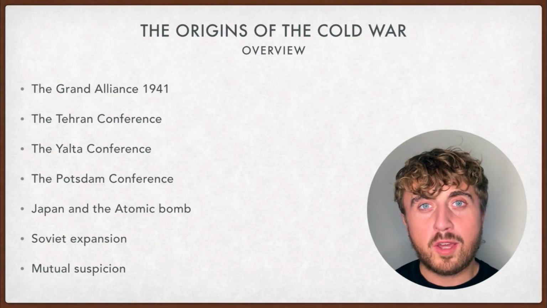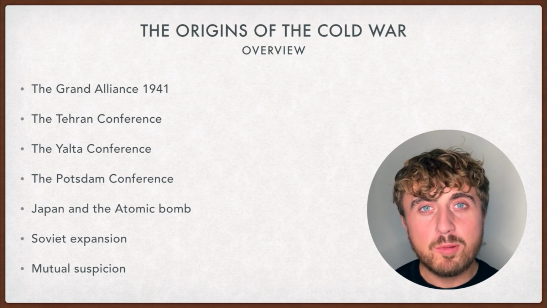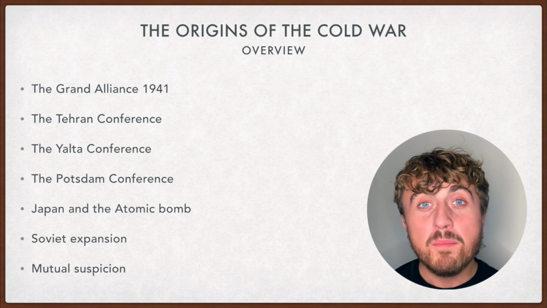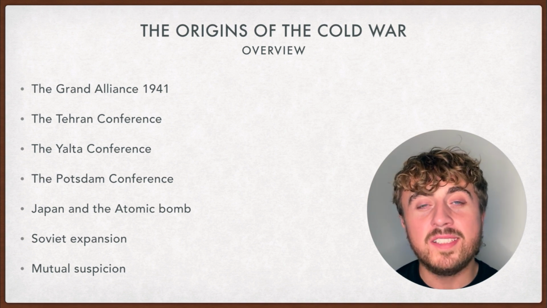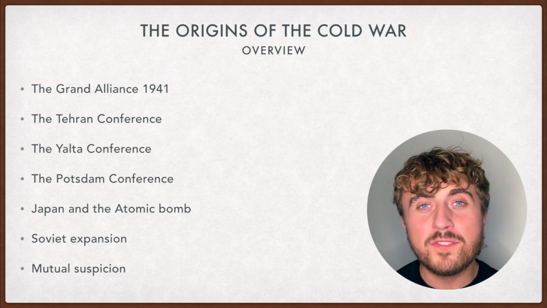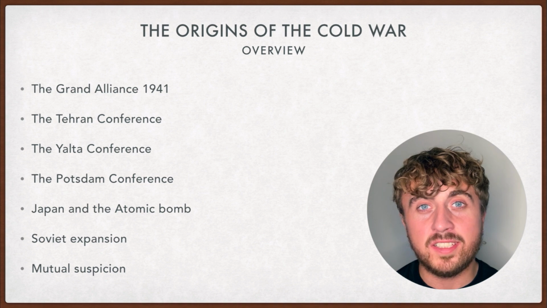The origins of the Cold War is really the story of how the USA and the USSR went from allies to enemies. We will explore how these conferences like Tehran, Yalta and Potsdam led to these tensions rising between these two superpowers, and how nuclear weapon development also increased tensions. We will also explore the term sphere of influence and how this played a role in increasing tensions as well.